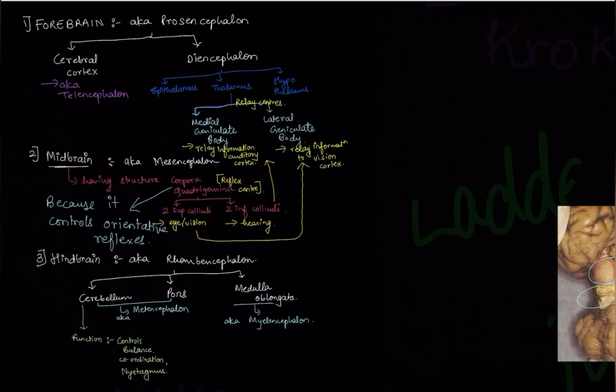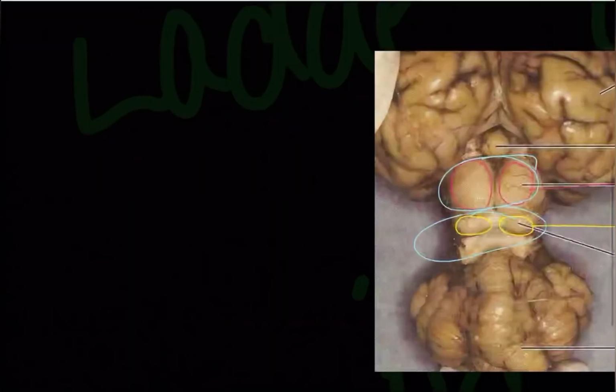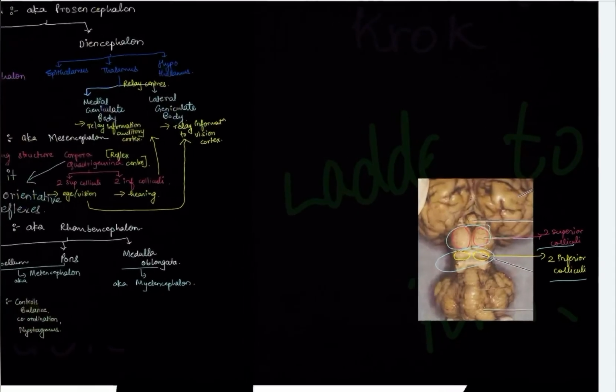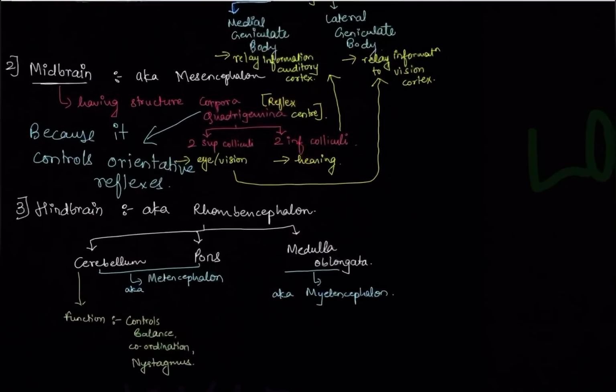The midbrain, which is also known as mesencephalon, has a structure known as Corpora quadrigemina. As I said before, it has two superior colliculi and two inferior colliculi. These two superior colliculi are responsible for your vision control, and these two inferior colliculi are for hearing. Now the corpora quadrigemina is a reflex center, right? If someone asks you about the function, it controls the orientative reflexes.